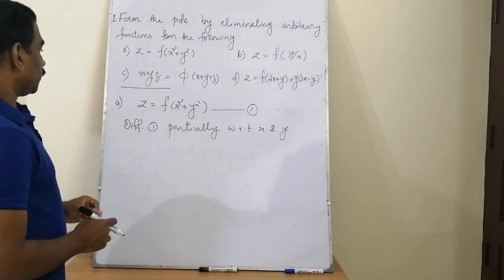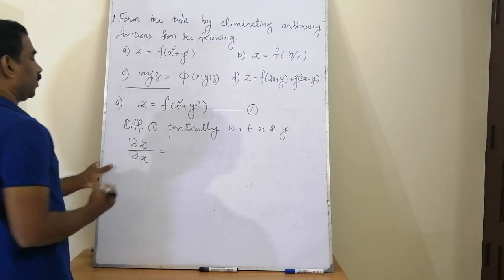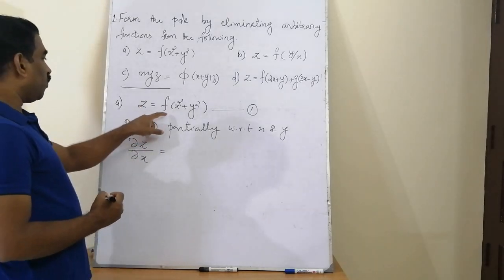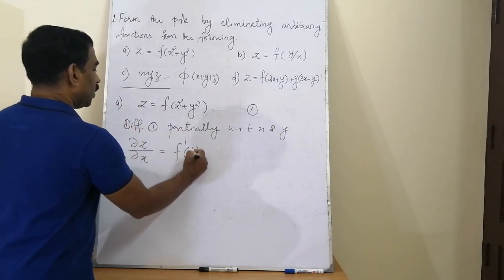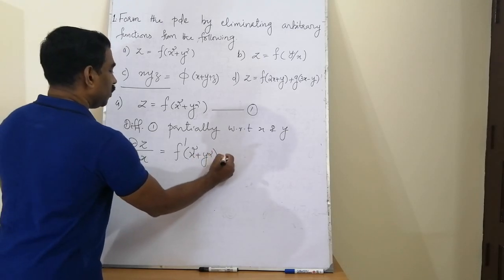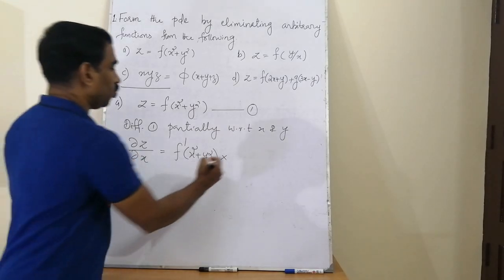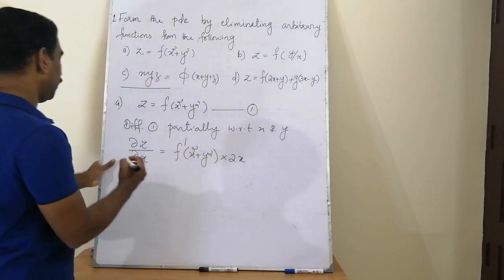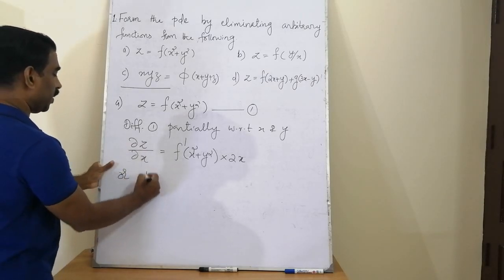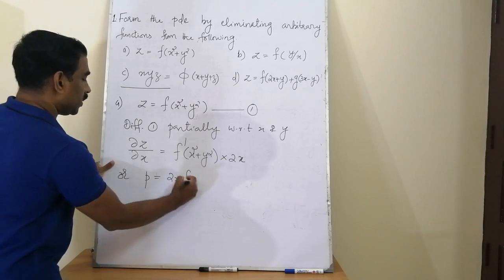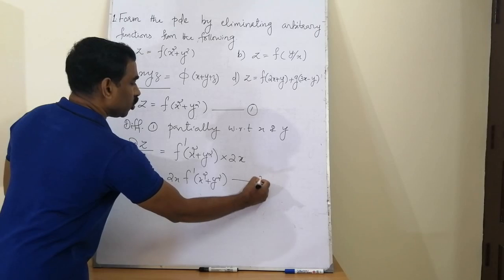So ∂z/∂x is equal to, since we don't know the exact form of the function f, we take the first derivative as f', that is f'(x² + y²) into, applying chain rule, the derivative of x² + y² with respect to x, that is 2x. Or in notation, we know the notation for ∂z/∂x is p, that is p = 2x f'(x² + y²). We can call it equation number 2.